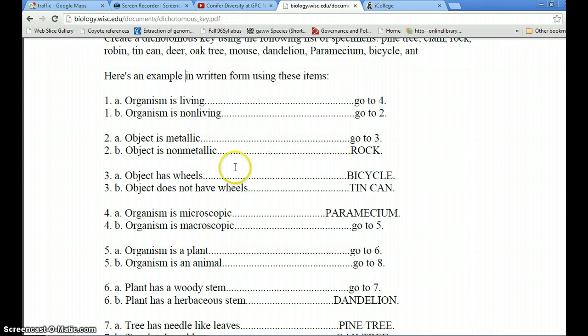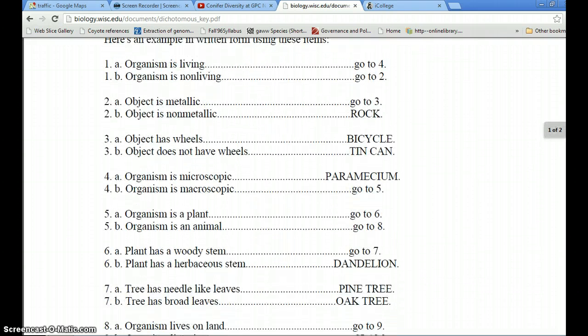If it is not metallic, well, then you have the rock. You've identified the rock. And then the metallic objects, non-living objects, I should say, if it has wheels, it's the bicycle. If it does not have wheels, it's the tin can. You see how that worked? Then they go down here and they deal with the living organisms, right? Because 1A is organism is living. If it's a living organism, you go to 4.